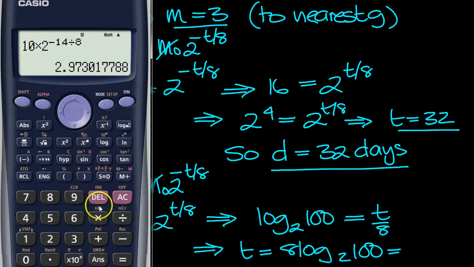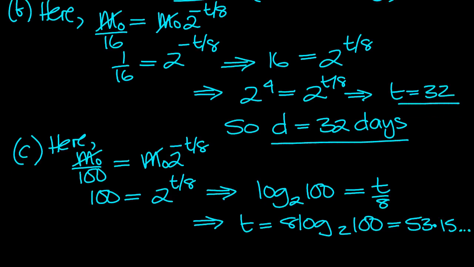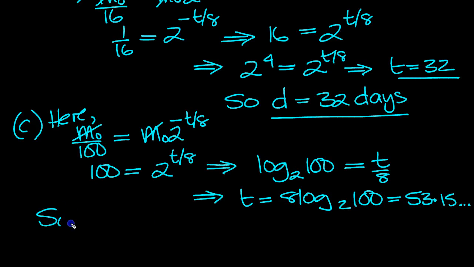So let's tap that in the calculator then. 8 times log 2 of 100 equals 53.15. Okay, there's the time. So that was the time for it to get to 1%. It's going to take just over 53 days. So for it to go below 1%, we need to go to the next day along. So it's 54 days.